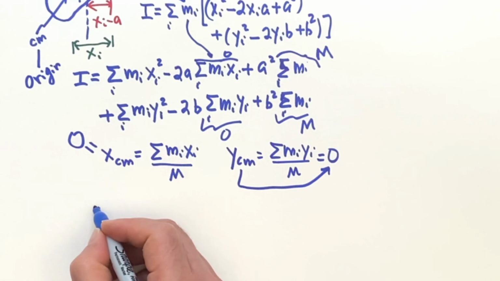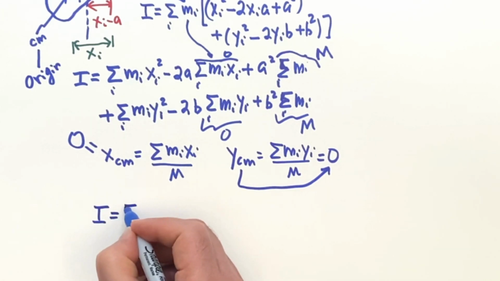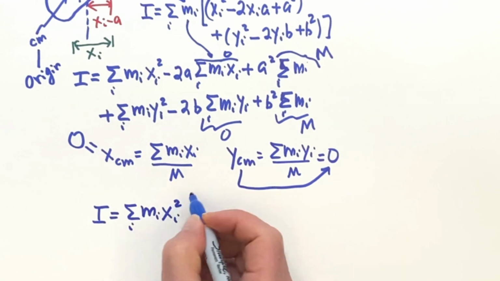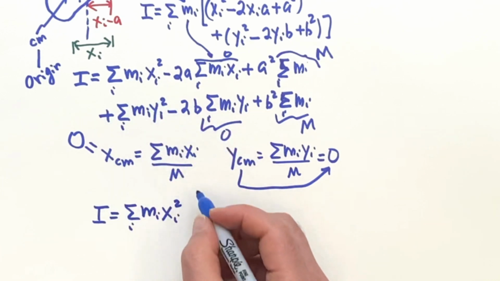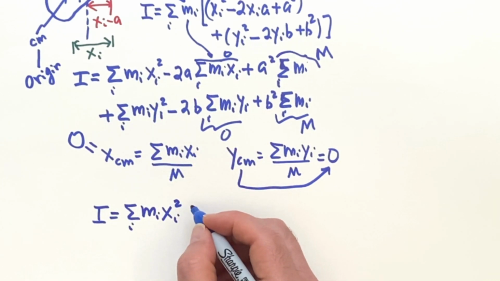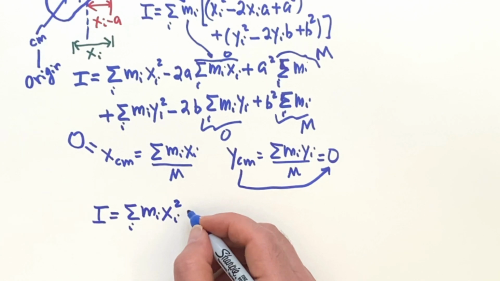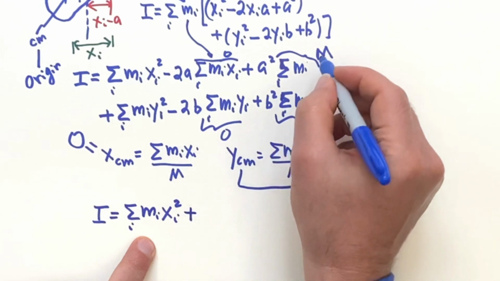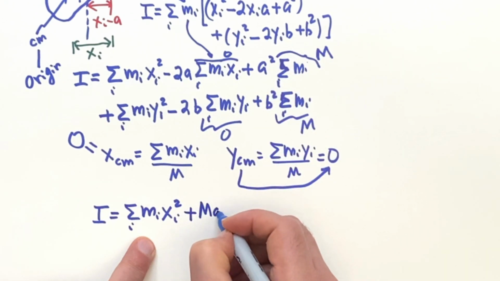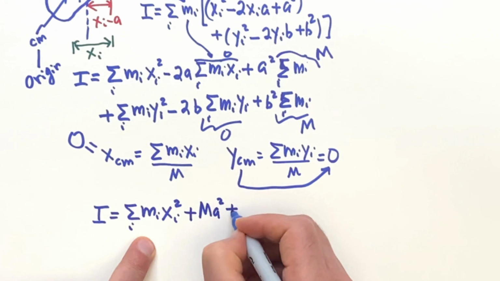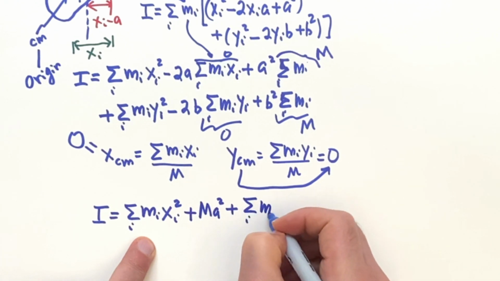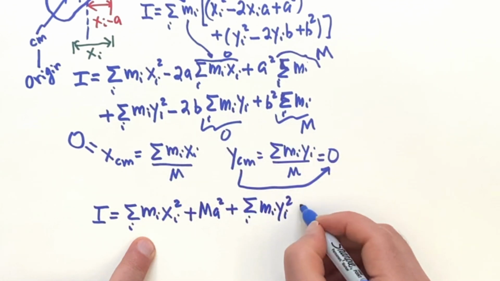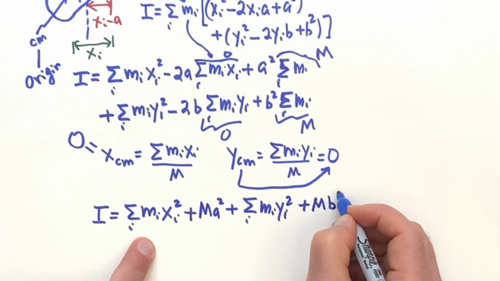So then you get, for the moment of inertia, the sum mi xi squared. You have this first piece, this survives. And we're going to have this part here plus big M times a squared. And then we're going to have mi yi squared, that's this part, plus M b squared.